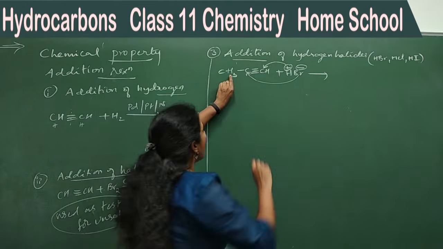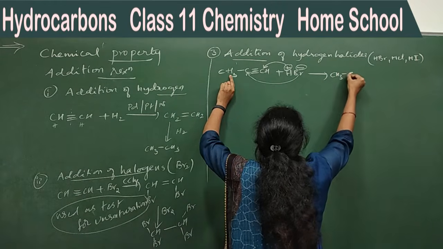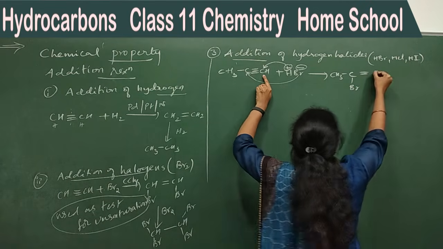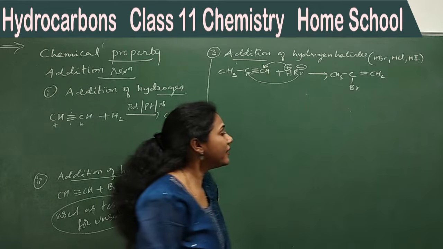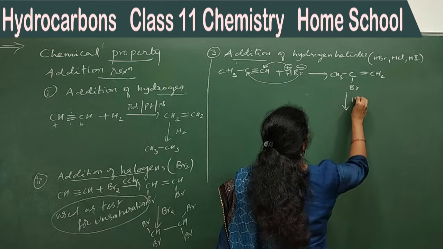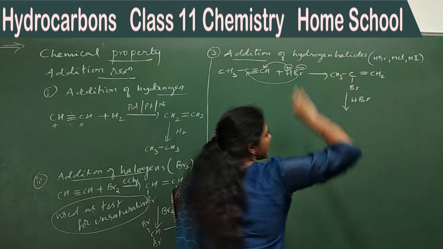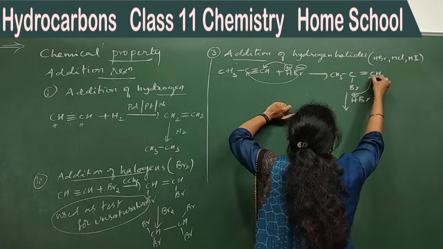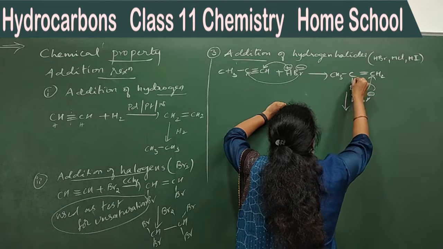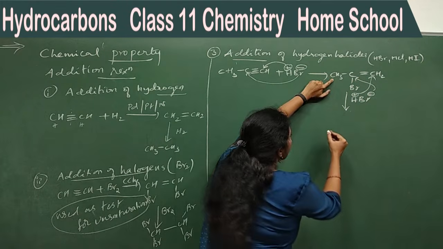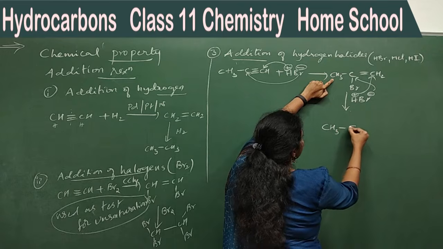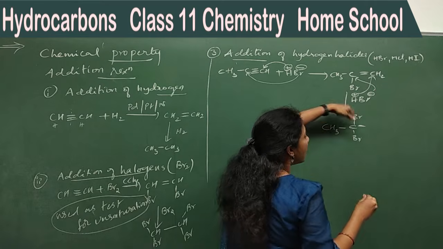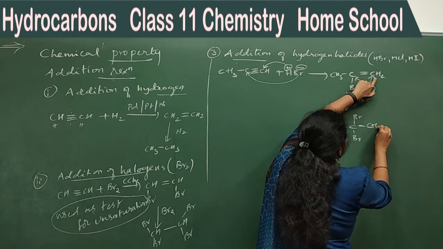So what is the product you will get here? CH3C, and Br is added to that carbon. The triple bond becomes a double bond, and this will become CH2. And I can do one more step of HBr addition here. Positive part is added to the carbon having more number of hydrogens, negative part is added to the carbon having less number of hydrogens. So what is the final product you will get? CH3CBr, another Br on the same carbon. Now the double bond becomes a single bond because it's addition, and this will become CH3.